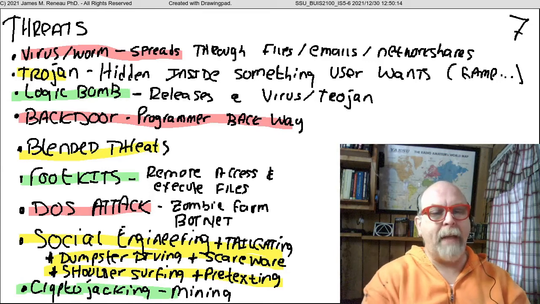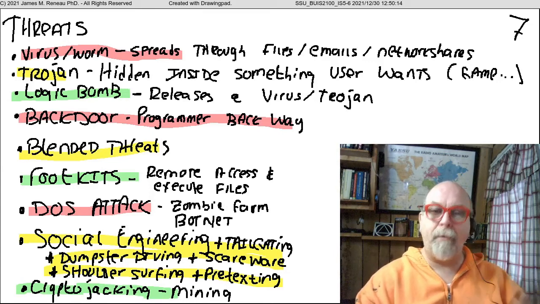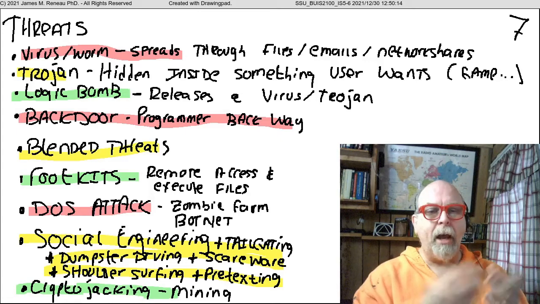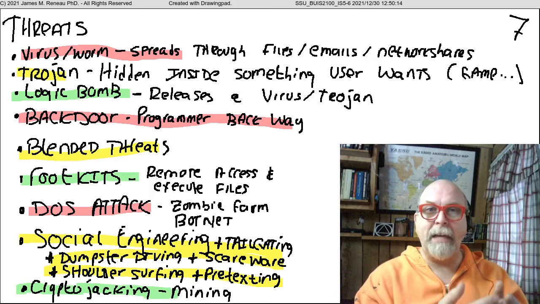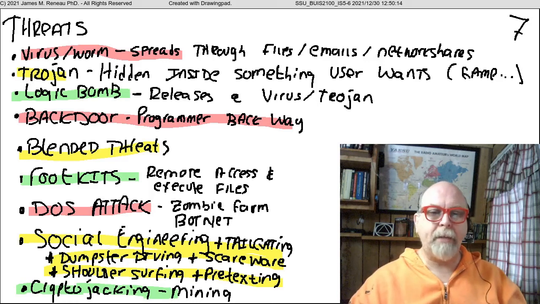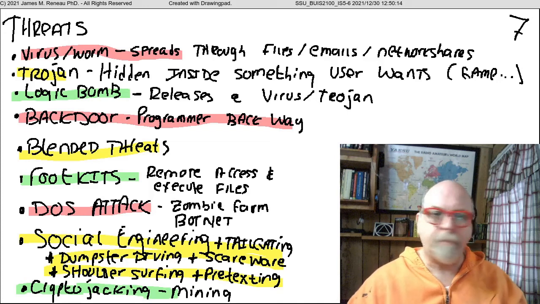And then pretexting. Pretexting is not before you send somebody a text message. Pretexting is using a social pretext to get to them. For instance, you're sitting at your desk and you get a phone call.